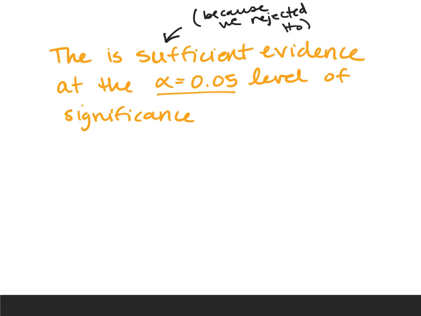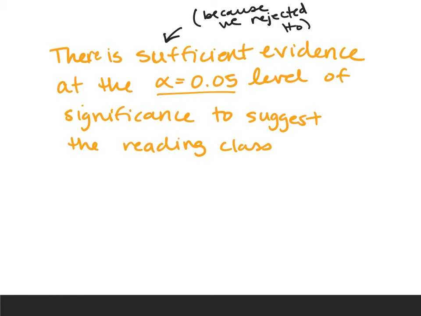Okay, side tangent complete. Let's go back to our conclusion. So, I didn't actually put this right. There we go: there is sufficient evidence at the alpha equals 0.05 level of significance to suggest the reading class was effective.